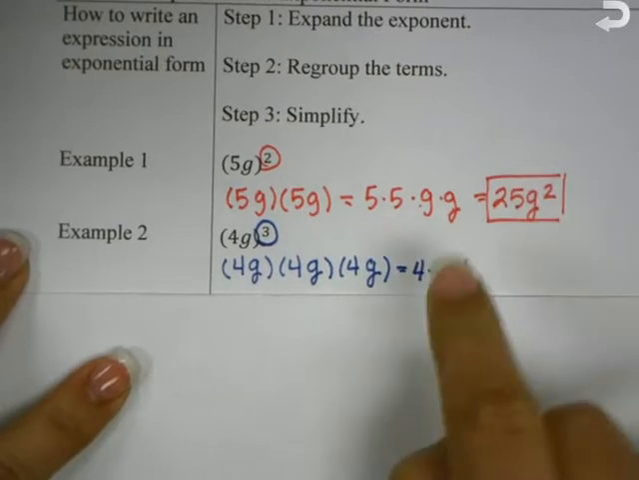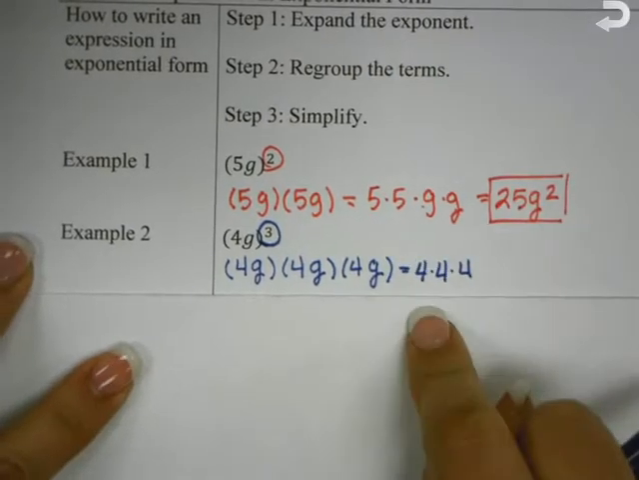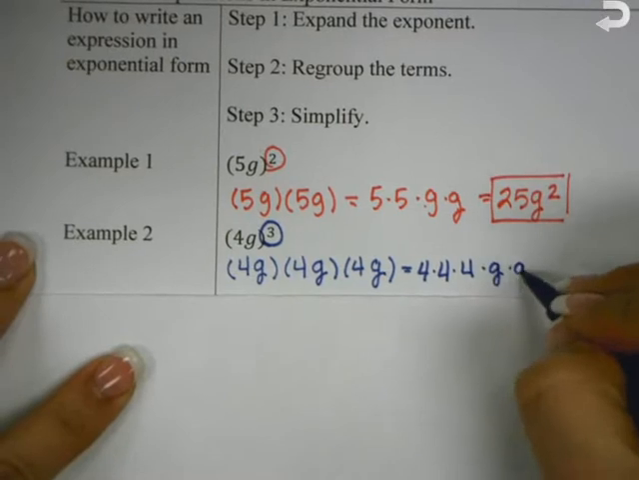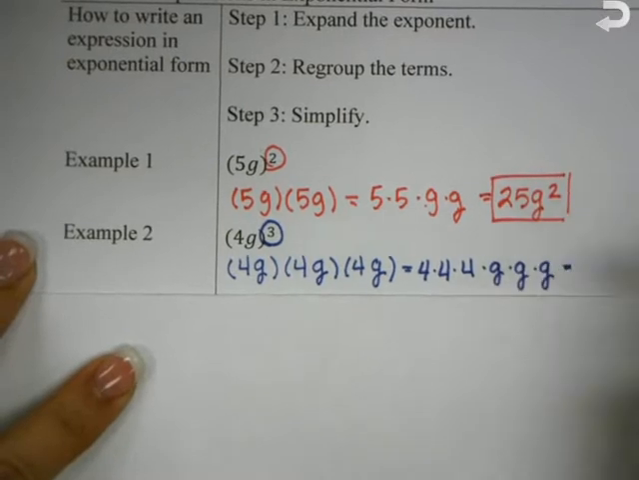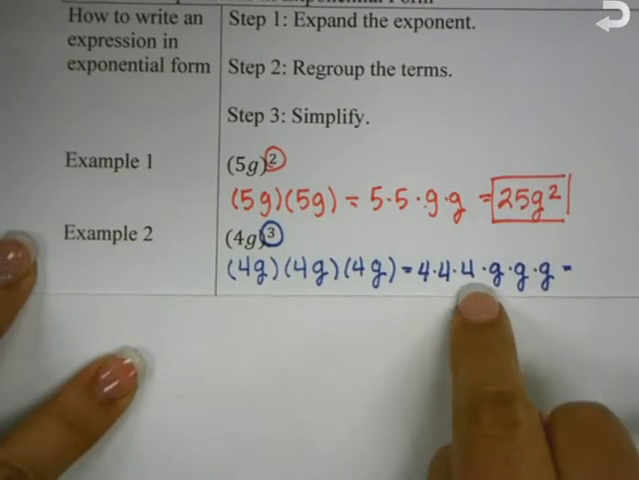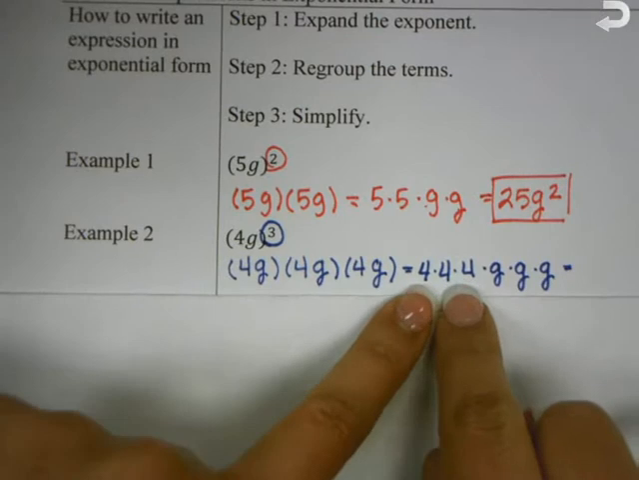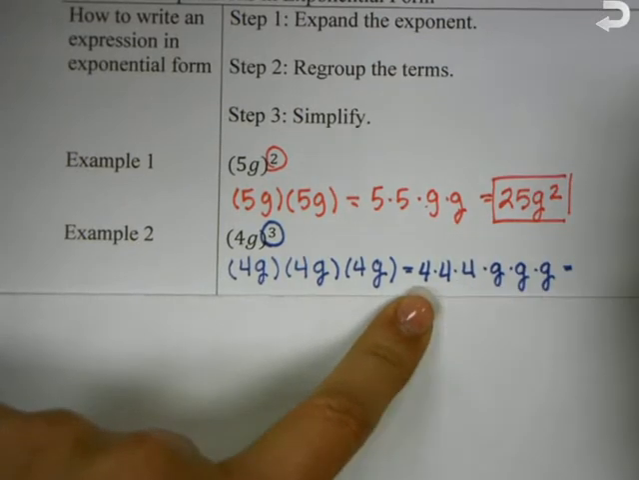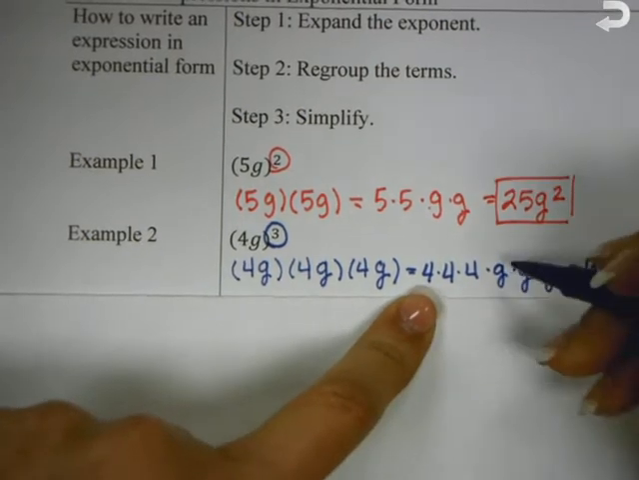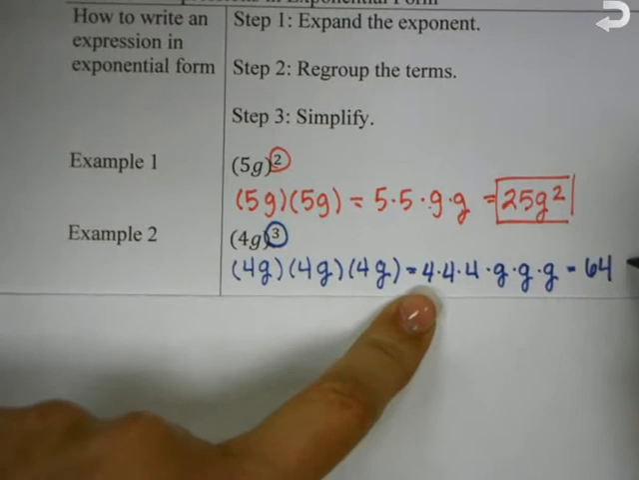Now 4 times 4 times 4. 4 times 4 gives me 16. Times 4 again gives me 64. And g times g times g, I'm multiplying g 3 times, so that's the same as g to the third. So my final answer for this one will be 64g to the third power.